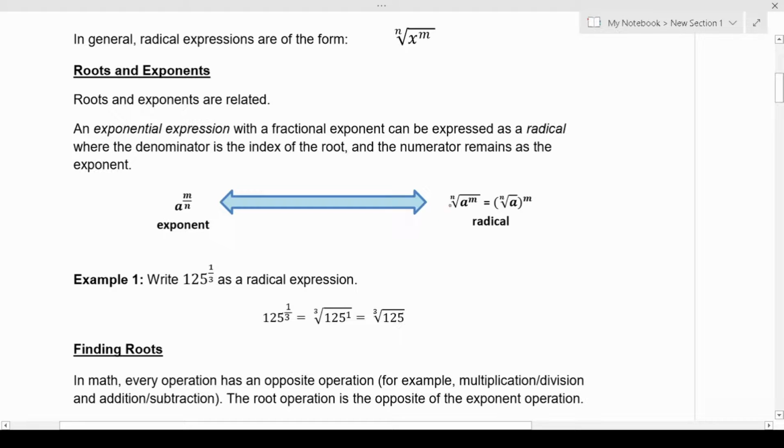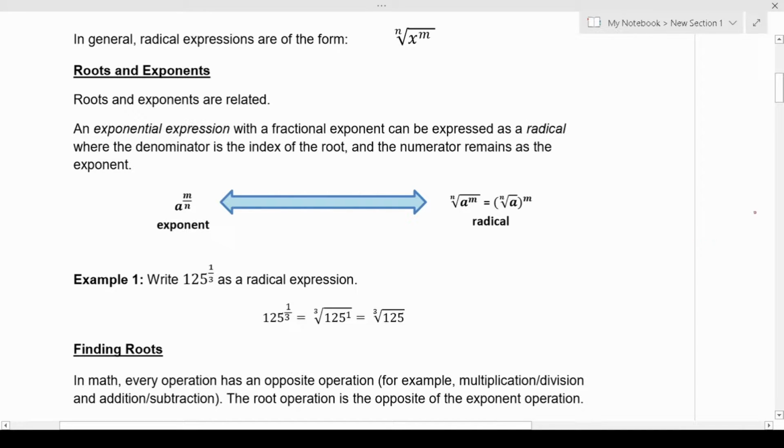Okay, so in addition to knowing those basic terms that I mentioned, it's also important to realize that roots and exponents are related. And as a matter of fact, an exponent written in fractional form can be rewritten as a radical pretty easily. So as you can see, over here we have this a raised to the m over n power, which we can rewrite in radical form as a to the m to the n index.